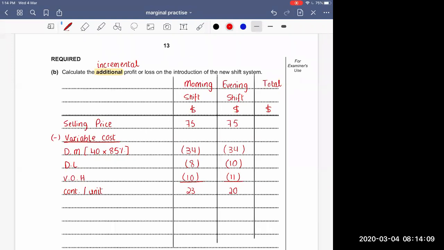Multiply with the output level: contribution per unit into output level. And what is our output level, sir? It's 150,000 for the morning shift and 50,000 for the evening shift. The contribution per unit multiplied by the output level will give us the total contribution.